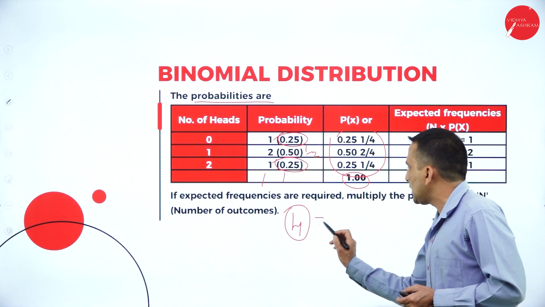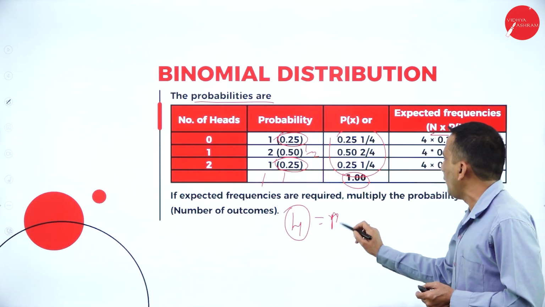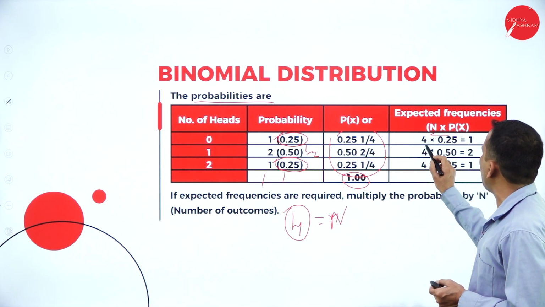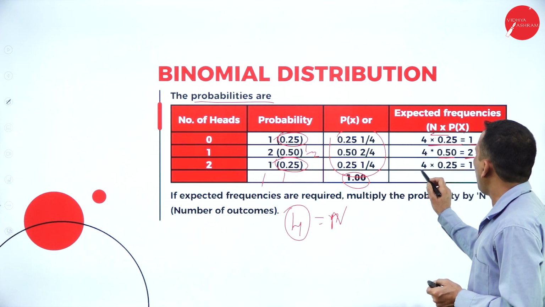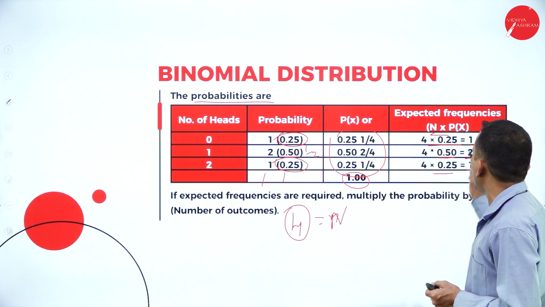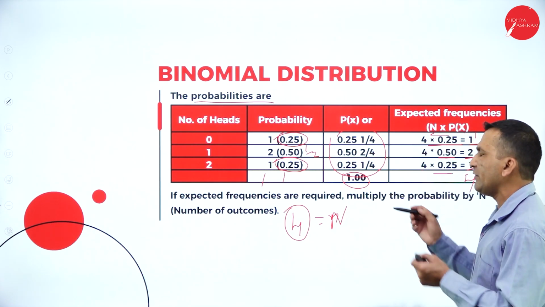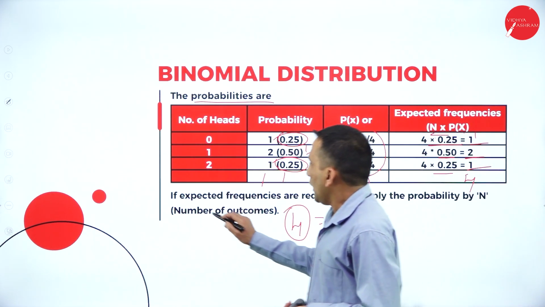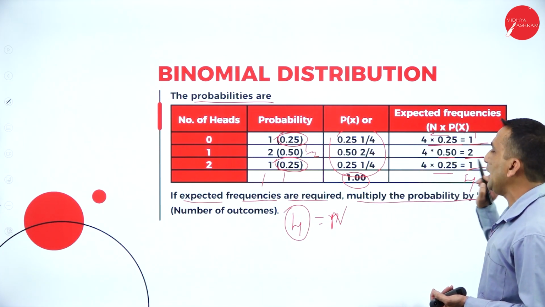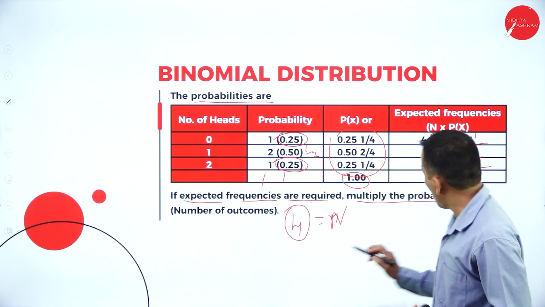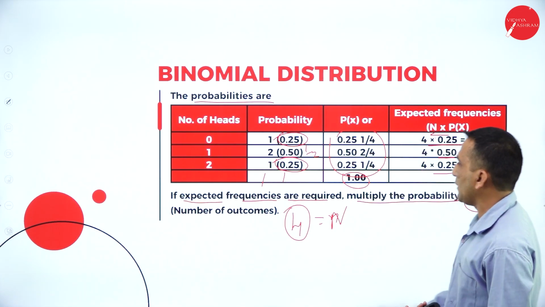So, that is nothing but your capital N value. So, n into p of x: if you multiply 4 into 0.5, you get 2. 4 into 0.21, you get 2. The total outcomes is always equal to 4 only. If expected frequencies are required, multiply the probability by n. This is your very simple expected frequency formula.